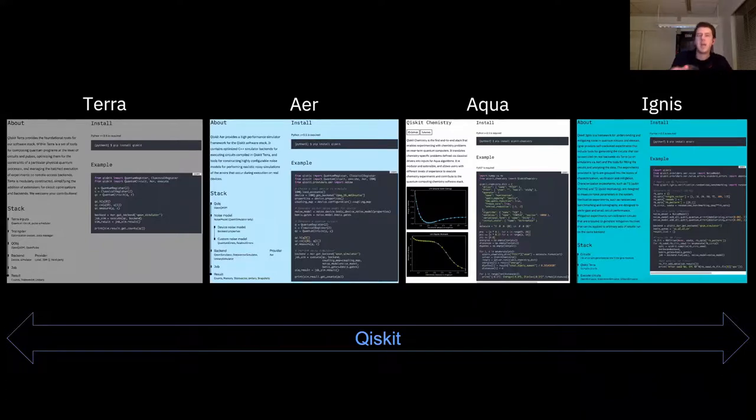I should also say Aer is also the back end. So it does deal with noise, but it's got all the simulators and back ends, and it does all the integration with the back end, the physical topologies. And then Ignis on the right-hand side there, that's a noise toolkit, for understanding propagation of errors. We've since added pulse control as well. So these are microwave signaling systems.